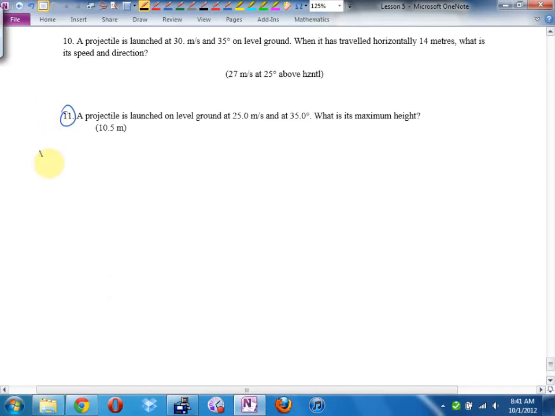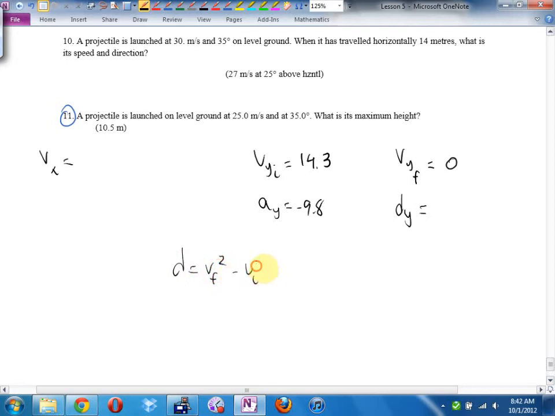What'd you get for VX and VY, Gabby? 14.3. And you know what? I probably can get away without finding VX because it says what's its maximum height. So you said VY final is goose egg 0, yes? Because it's maximum height at the top. And you said AY is negative 9.8. And they want us to find height. Do I have an equation that has those four things in it? Oh, I think it's going to be D equals V final squared minus V initial squared all over 2A. Is that right? If I get the D by itself?